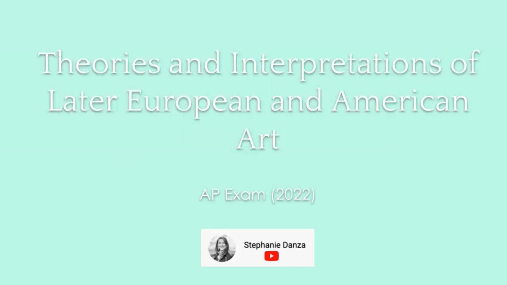Theories and interpretations of later European and American art. Art of this era often proved challenging for audiences and patrons to immediately understand. The study of art history is shaped by different theories and interpretations of art and art making that change over time and may be generated both by visual analysis as well as by scholarship. These theories and interpretations may be used, harnessed, manipulated, and adapted in order to make an art historical argument about a work or a group of works of art.